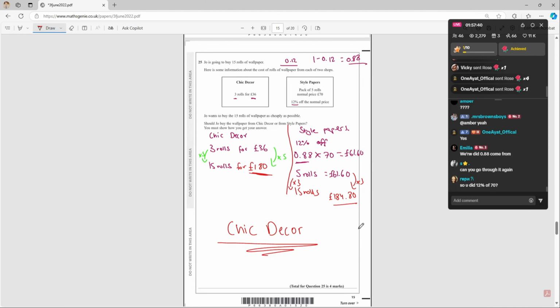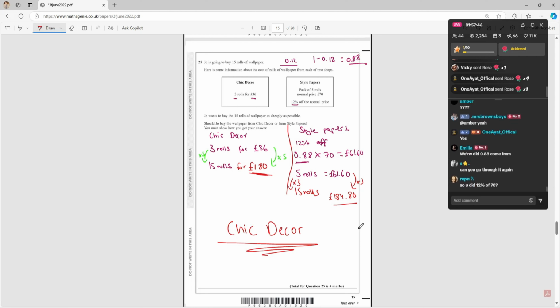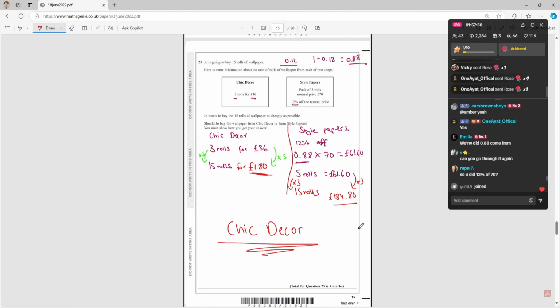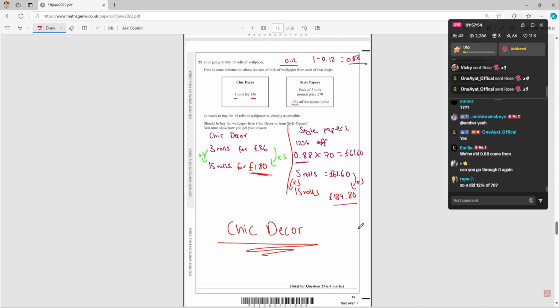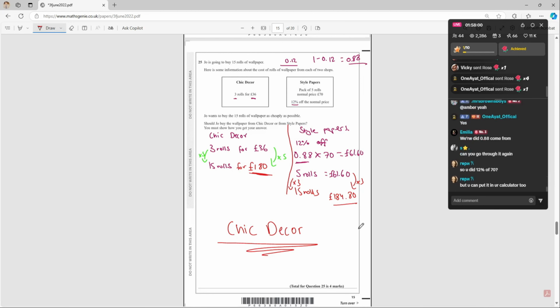Basically, I just did 12% of 70 in an easier way. You can just do 12% of 70 and then subtract it. You can do either method, but I just did it in one line because this is a calculator paper. You can use shorter methods, tips and tricks to work it out. Yes, you can put it in your calculator too.